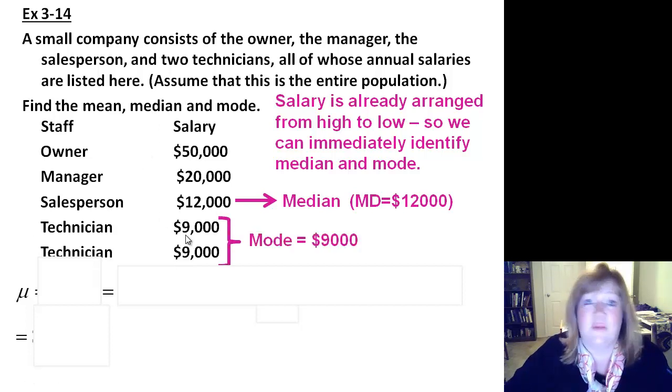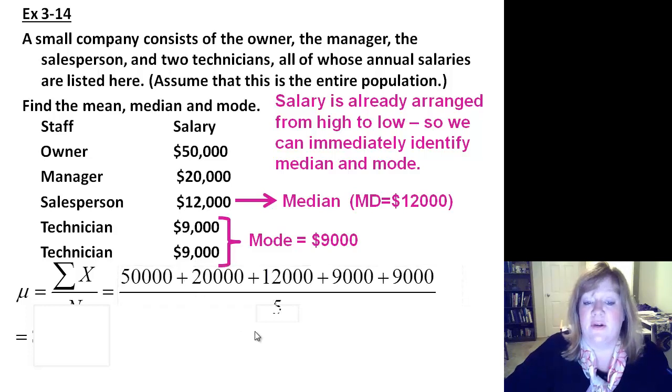Bada boom, bada bing, we're 2/3 of the way done. Now the mean. It says to assume that this is the entire population, which is why I use this funky little m down here. The mean is the sum of the x's over the number that we have. There are 5 values in our data set, so we add all of those and divide by 5. We end up with 20 grand, 20,000.